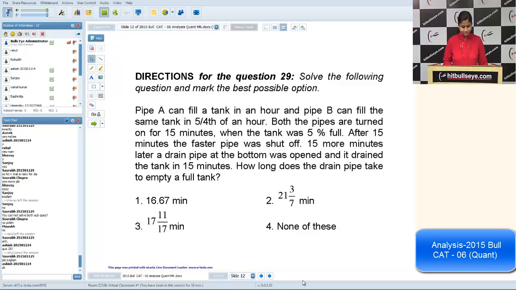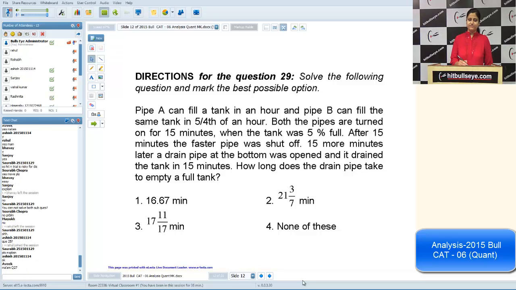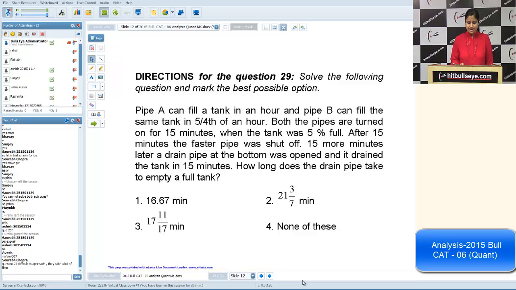Okay. Pipe A can fill a tank in an hour and pipe B can fill the same tank in 5/4 of an hour. Whenever you have a time and work question, it's better you observe all the numbers which are appearing in that question. As I can see, 5, 4, 1, etc. 5% is 1/20. So I'll take the tank capacity to be a multiple of all these numbers. That will be the easier approach. Are you getting me or not?